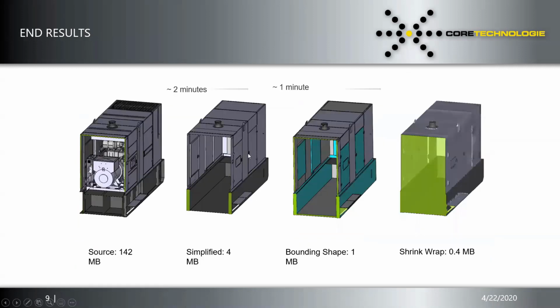So I really like this slide because it shows you the life cycle of the simplification process. And again, this is all tailored towards your requirements. As you can see here, we have the original model starting at 142 megs, and after running simplification, putting some bounding shapes on it, and then shrink wrapping it for tessellation, we have got that 142 meg file down to 0.4 megs. So that's a drastic amount of file size reduction, and it is quick. That is one thing to point out.